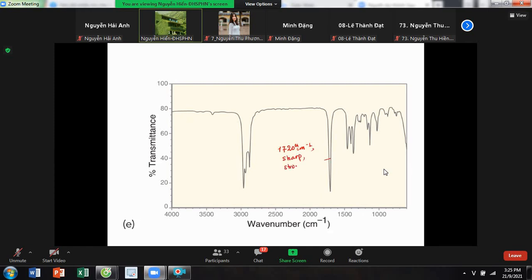It is typically for CO double bond, not for CC double bond, because CC double bond will have a weak absorption.